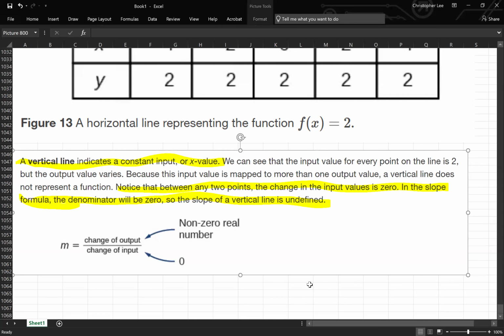Right, so notice that between any two points, the change in the input values is 0. In the slope formula, the denominator will be 0, so the slope of the vertical line is undefined. Right? So slope is equal to change of output over change of input. The output change is a non-zero real number. And you get the idea.